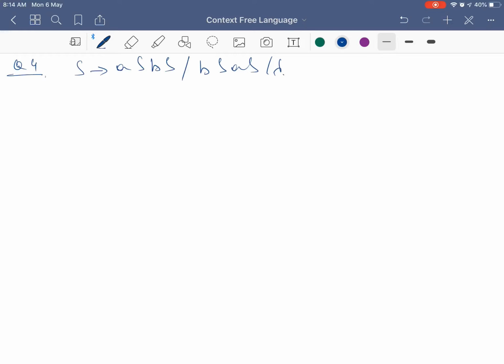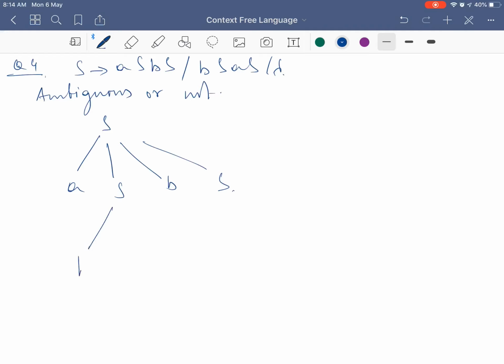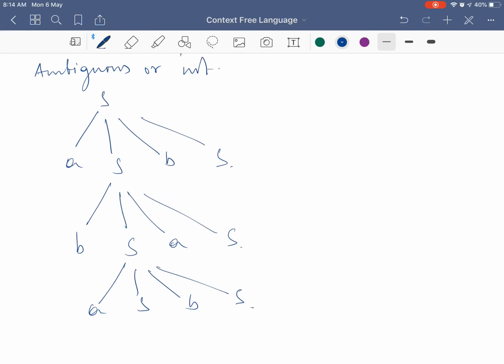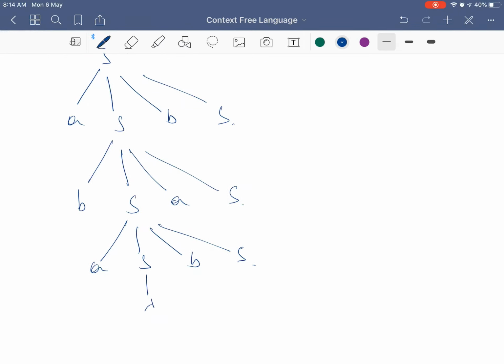So, to prove whether it is ambiguous or not, let us start arbitrarily. Start with S to aSbS, then this one as bSaS, and this one as aSbS. Now replace all the S with lambda, right? Replace all the S with lambda.